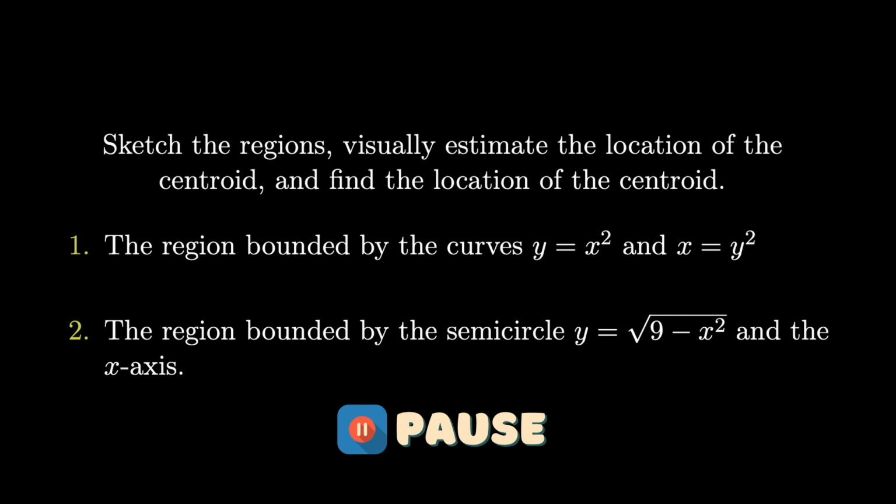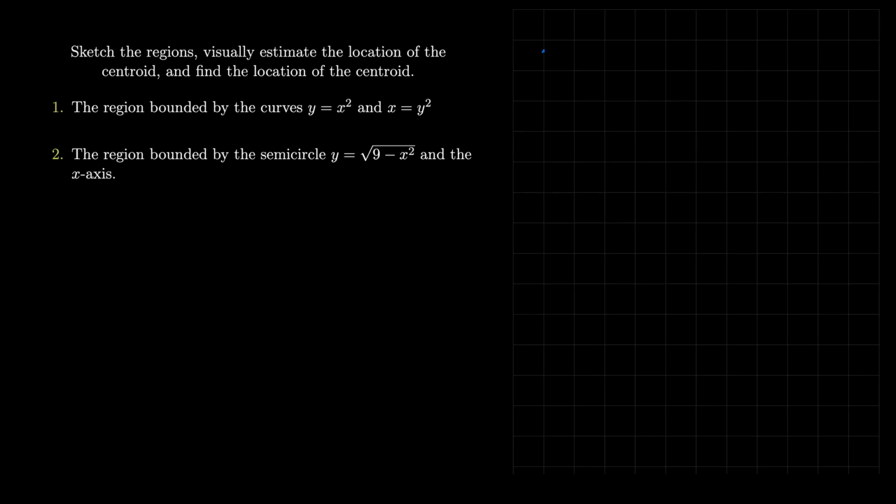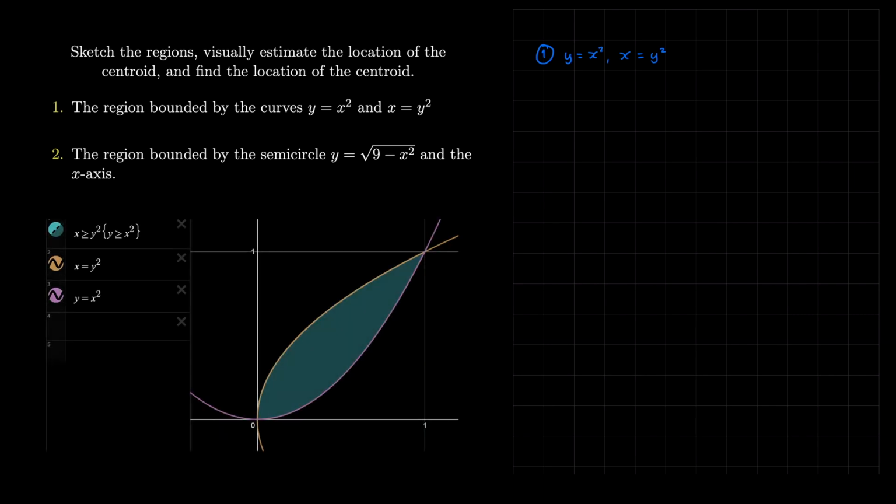For clarification, the centroid is the same as the center of mass for objects pag uniform yung density. Okay? So let's go. For our first figure, we want to find the centroid of the region bounded by y equals x squared and x equals y squared. Sketching the graph, we can see that the upper boundary of the region comes from the curve of the equation na x equals y squared.